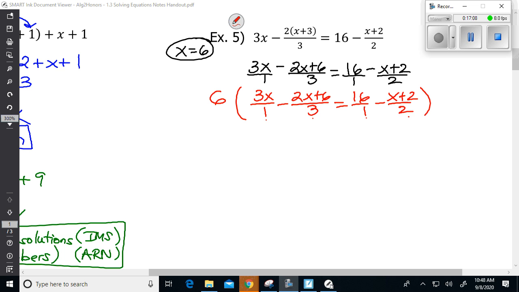Well, here's why I chose the number 6. Because all of these numbers will divide into 6. 1 divides into 6 6 times. 3 divides into 6 twice. 2 divides into 6 3 times. So I now know that I'm going to get rid of these fractions. I'll multiply everything by 6, the fractions will go away. If you don't believe me, here we go. 6 times 3x is 18x. 18x divided by 1, 18x.